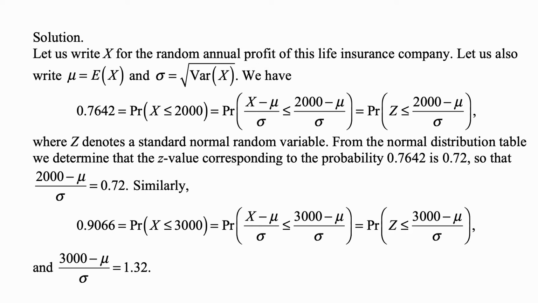And similarly, 0.9066, which is the probability that X is less than or equal to 3,000, is the probability that (X minus mu) over sigma is less than or equal to (3,000 minus mu) over sigma, and that's the probability that Z, a standard normal random variable, is less than or equal to (3,000 minus mu) over sigma. Then we look up in the table that (3,000 minus mu) over sigma has to be equal to 1.32.